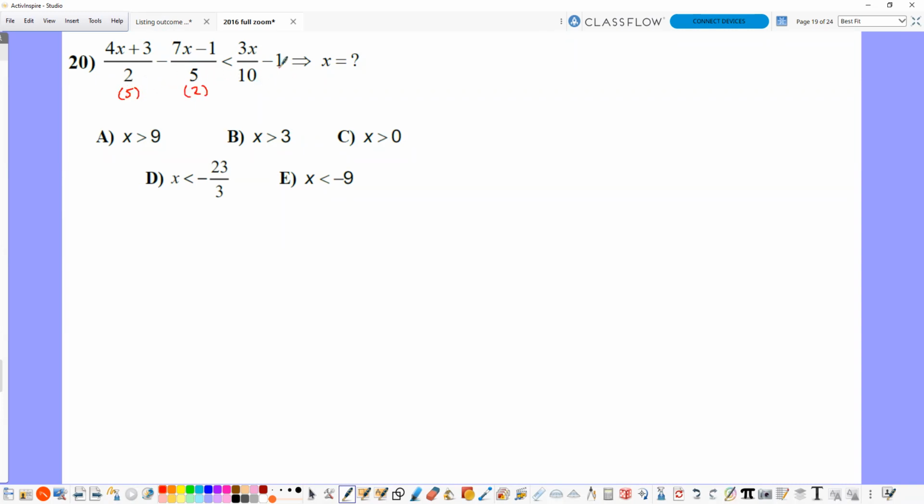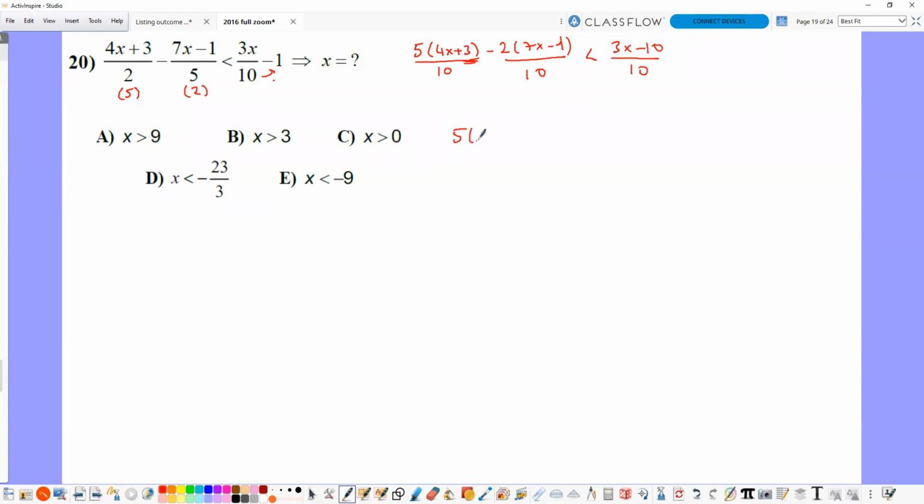First, I need to make the denominators the same, and this one I'm going to multiply, and I'm going to add the top. So this is going to be 5 times 4x plus 3 and minus 2 times 7x minus 1, all divided by 10, and this is divided by 10. The next step, it's going to be all over, less than 3x minus 10 divided by 10.